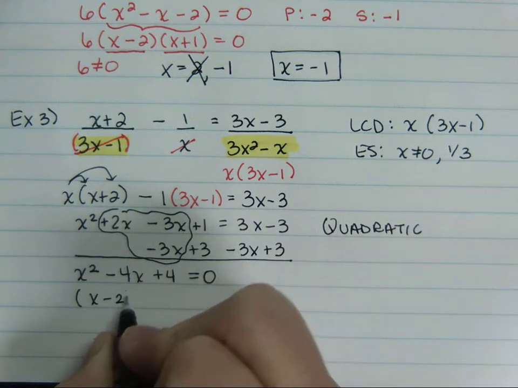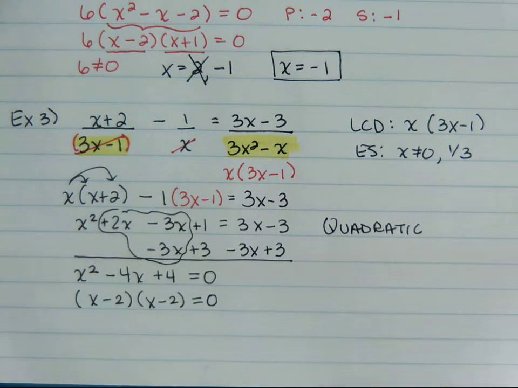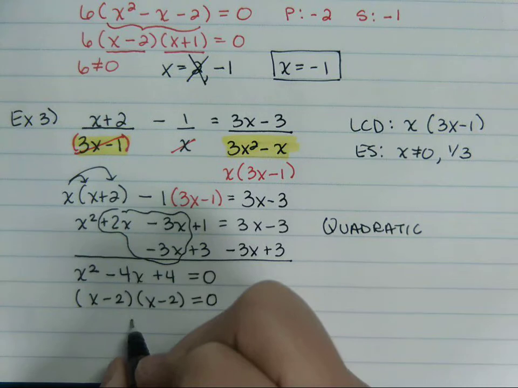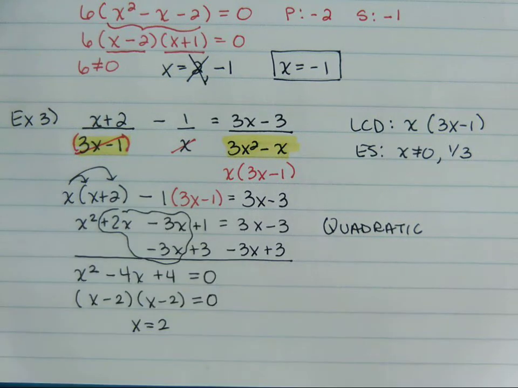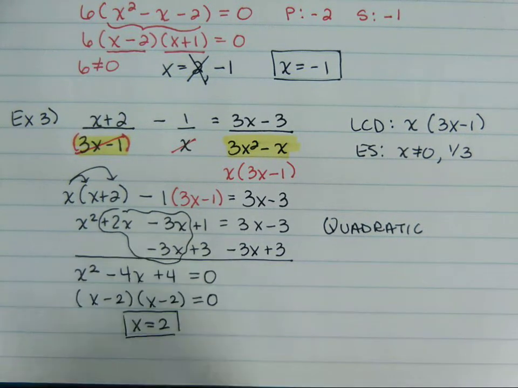So x minus 2 times x minus 2. And since this is a duplicate, a multiple, I only need to solve it once. There's no purpose to writing 2 and 2. It's only got one answer. And so when I check this against my extraneous solutions, that works.